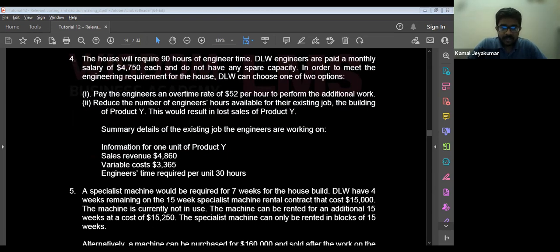First let's calculate what will happen if we go for the overtime. If you decide to go with option 1 to pay the engineers overtime, because there is no spare capacity, you either have to hire additional labor, or you have to transfer employees from an existing project, that is product Y. So if you pay them overtime, what will be your relevant cost?